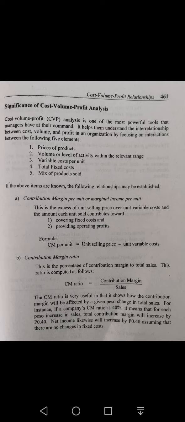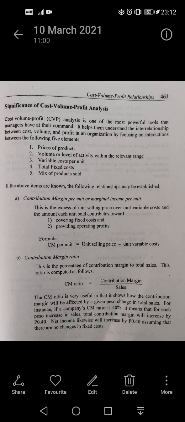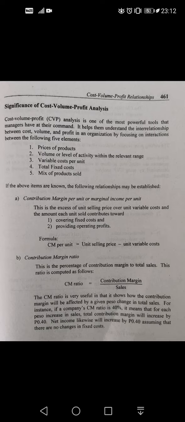Here are the 5 elements of the organization, focusing on the interaction between them. Number 1, prices of product. Number 2, volume or level of activity within the relevant range. Number 3, variable cost per unit. Number 4, total fixed cost. And number 5, mix of products sold. From those that I mentioned above, the relationship may be established.